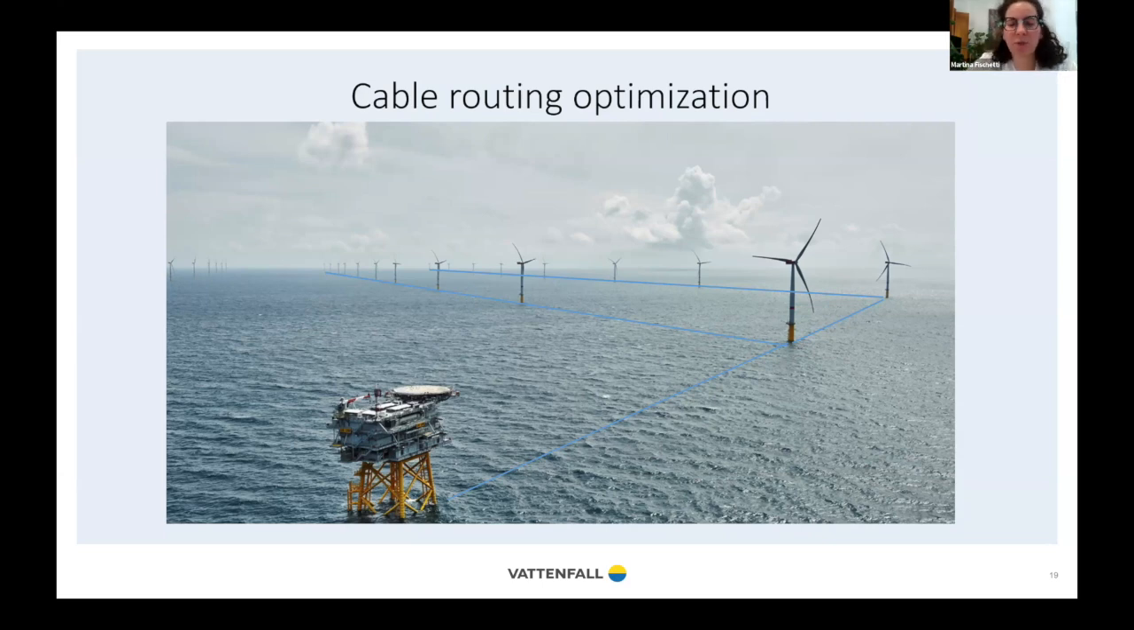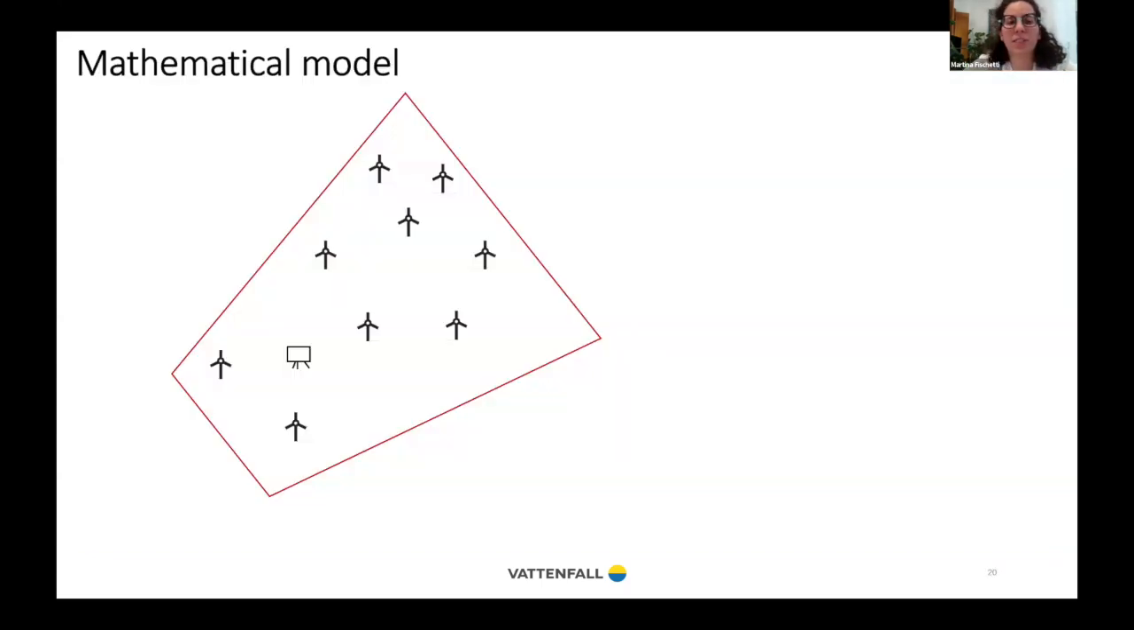So in our case, we were focusing on the connection among the turbines and the offshore substation. So this is the setting we had. We have the layout optimization. So we have the layout of the turbines done, finished, and we have the position of the substation that is here represented.